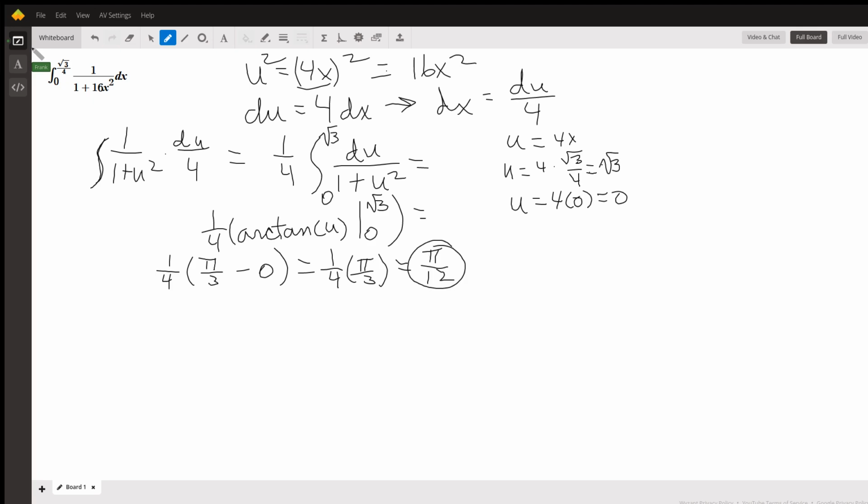So there's the answer. The integral from 0 to square root of 3 over 4 of 1 over 1 plus 16x squared dx is pi over 12. And if you're not sure about that, as you can do any time you're working homework, always check your answer. Just plug it into an integral calculator to check your answer.